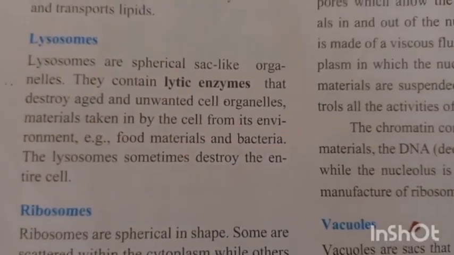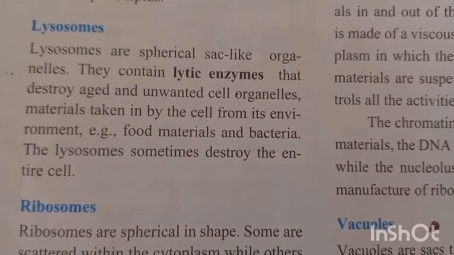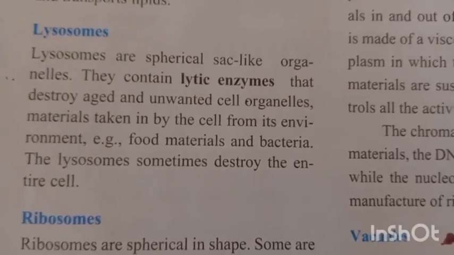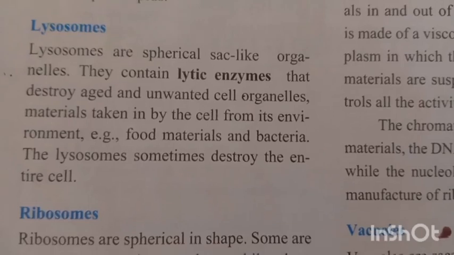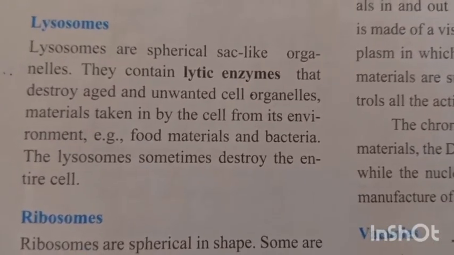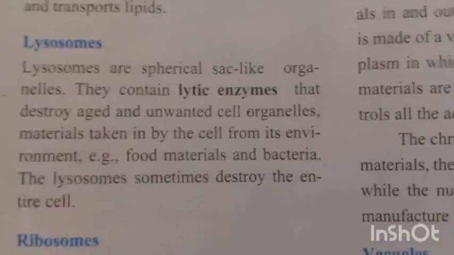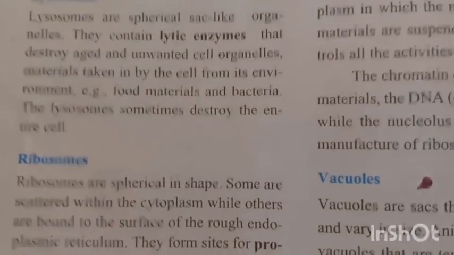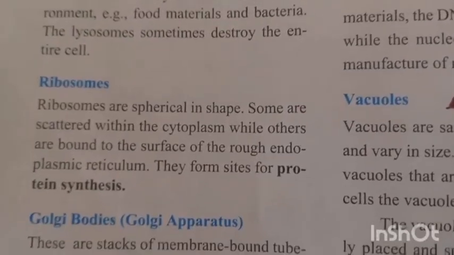We have lysosomes. Lysosomes are spherical or sac-like organelles, and they contain lytic enzymes. Lytic enzymes are the ones that digest or destroy old or unwanted cell organelles and material from the environment. They also destroy any harmful substance such as bacteria that may enter into the cells. Sometimes they also destroy the entire cells. So lysosomes have lytic enzymes that destroy those substances.